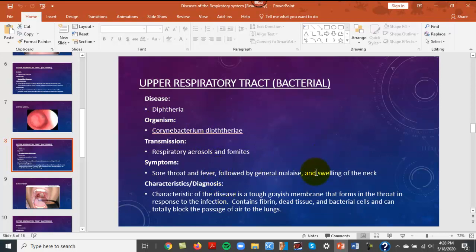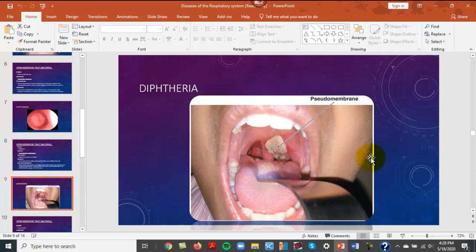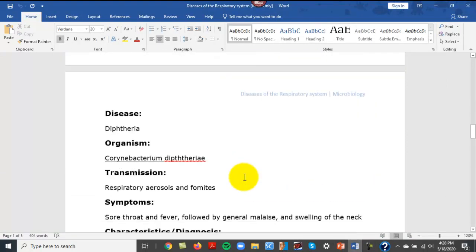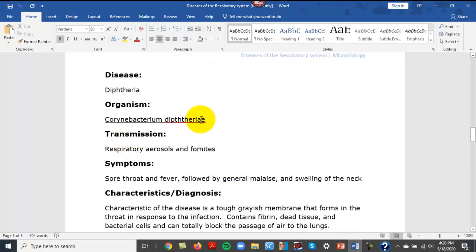Diphtheria, which is part of the DTaP vaccine. Diphtheria, tetanus, pertussis, causes a membrane to form in the back of the throat. This is a pseudomembrane. Diphtheria is bad stuff. Corynebacterium diphtheriae.